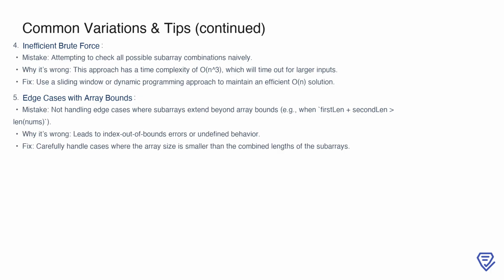Another common pitfall is relying on a brute force approach to check all possible subarray combinations. While this might seem straightforward, it has a time complexity of O(n cubed), which is impractical for larger inputs and will result in timeouts. Instead, we should use optimized approaches like sliding windows or dynamic programming to achieve an efficient O(n) solution. Edge cases with array bounds are also a frequent source of errors.